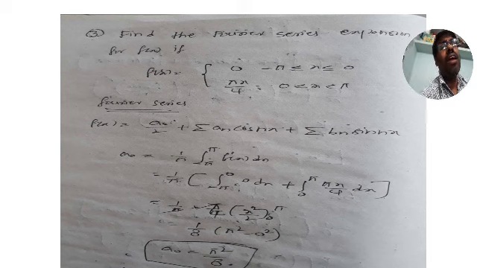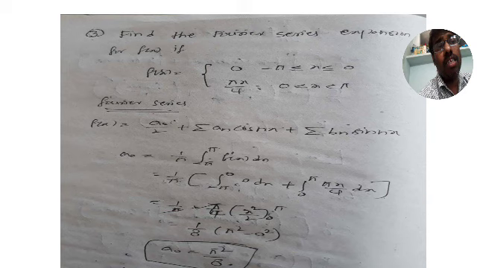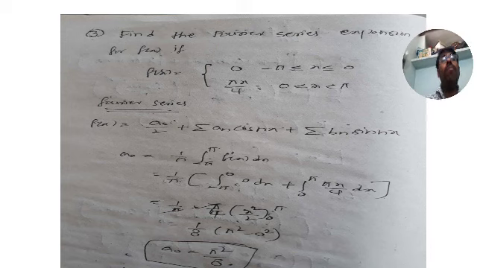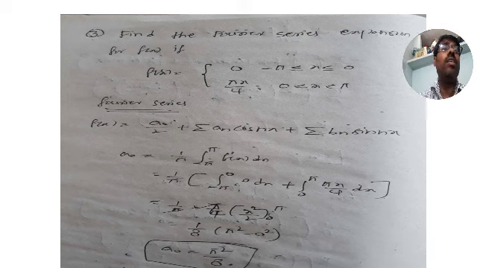What is a naught? A naught is 1 by pi integration minus pi to pi f of x into dx, whereas a n is 1 by pi integration minus pi to pi f of x into cos n x. For a n you will get cos n x, for b n you will get sin n x. So what is b n value? 1 by pi integration minus pi to pi f of x into sin n x. These are the formulas of a naught, a n and b n. Now you need to find these a naught, a n and b n values.